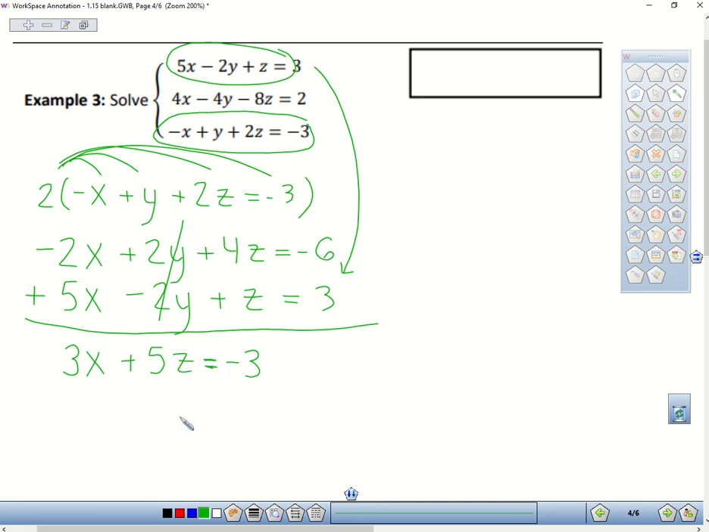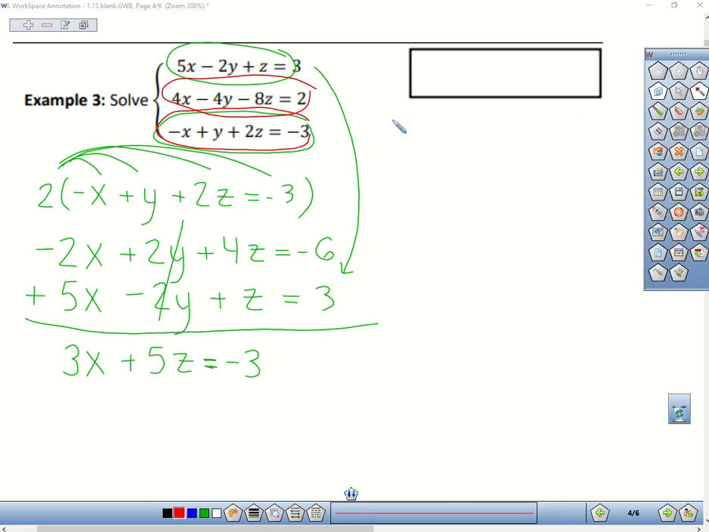So far we have a two variable equation. We're going to try to make a two variable system by coming up with two equations that have the x and the z variable. So my thoughts are, what can I multiply my last equation by to cancel out the y in my second equation?